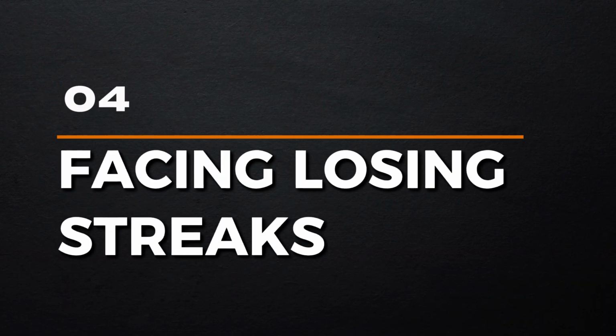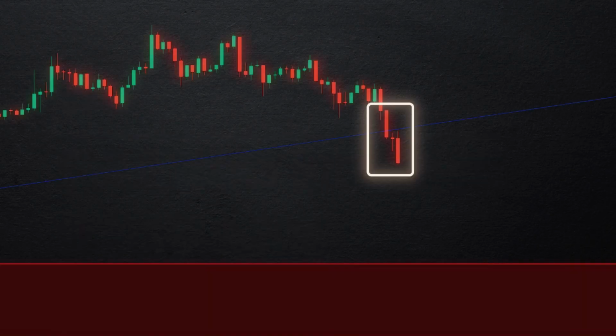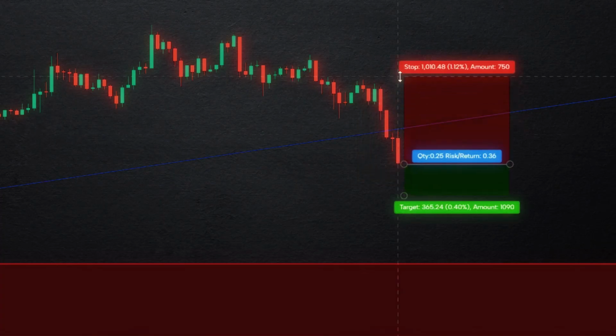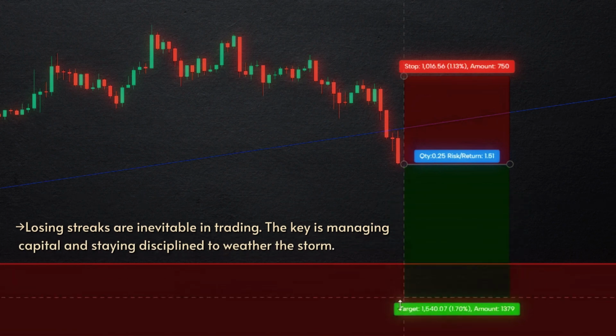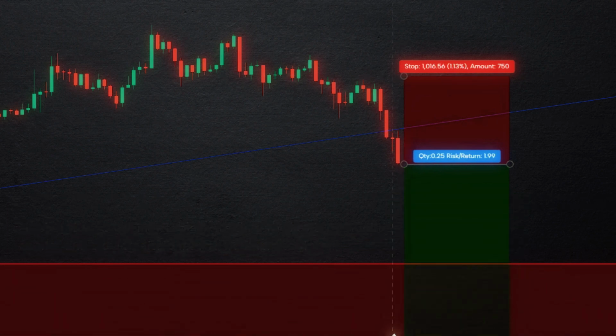Let's talk about the psychological side of things. Let's look at a radically transparent, real-world example from a gold chart. Imagine this. Morning session, a perfectly valid short setup appears. You take it and bam, it hits the stop loss. That's a 1R loss, meaning 1 unit of your risk is gone.